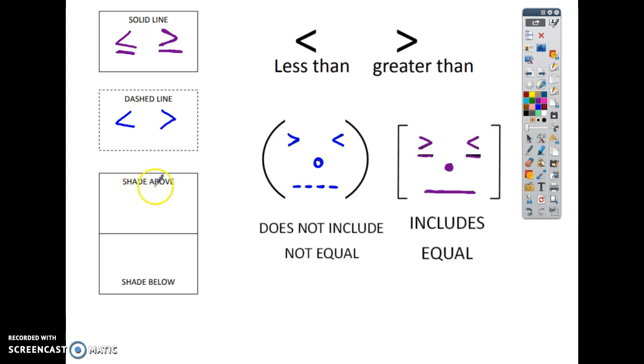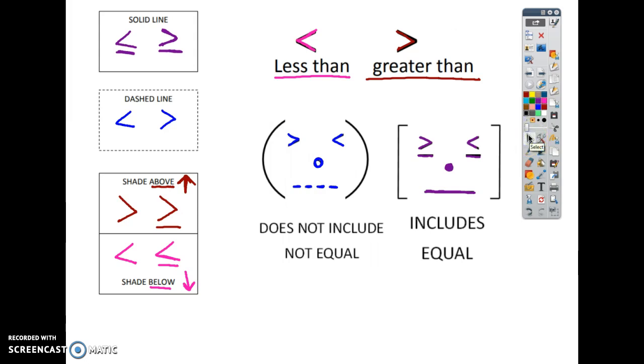So anything that would be shaded above would be greater than. So anything that says greater than would look like this. So greater than or equal to, both you would shade above the line, which is up. Okay? Anything you shade below, that's down, would be the less than one. So anything that says less than, that would be symbols that look like this. So less than or equal to, both of them, you shade below the line.